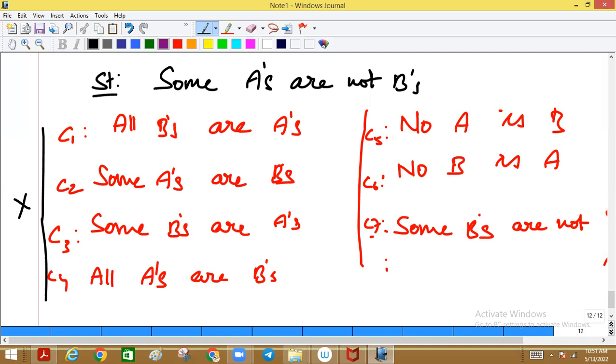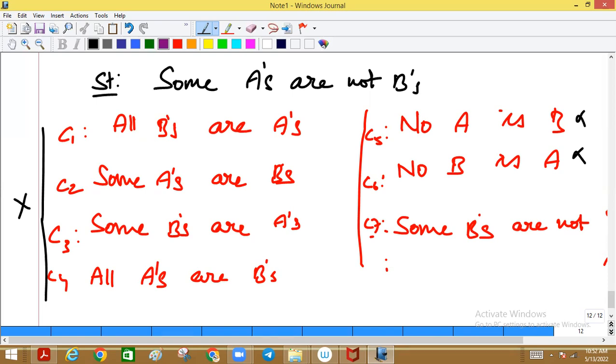Now, I only said from no you can take some not, but from some not you can't take no. So obviously this is wrong. This is also wrong. Now conclusion 7. Is it correct? Yes or no? How is it correct?